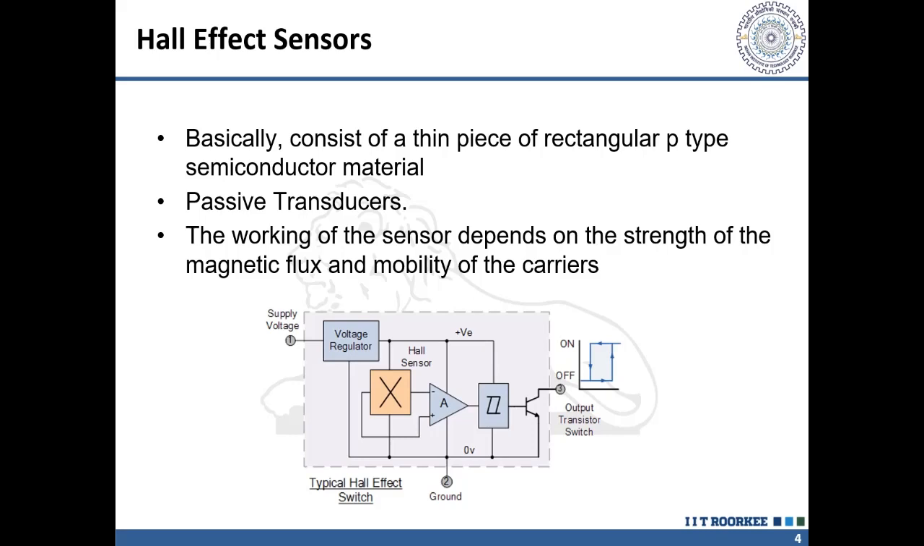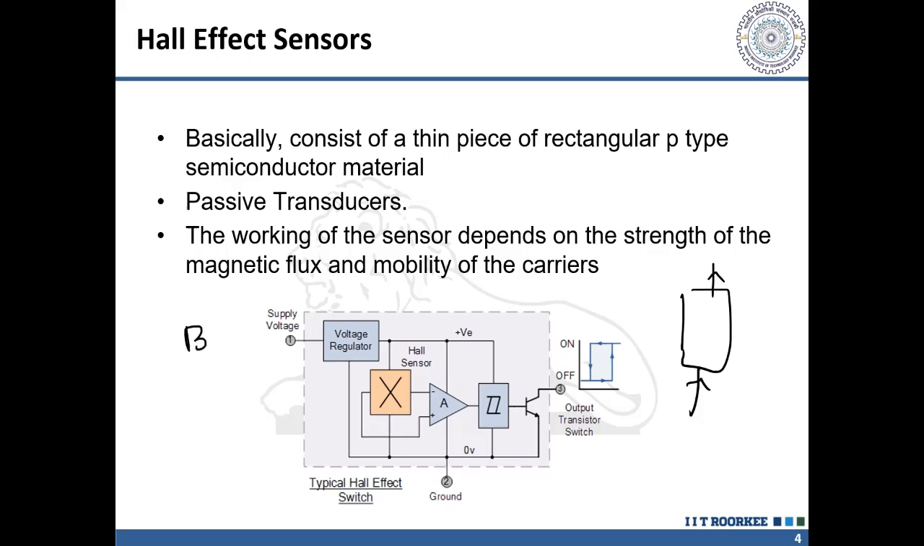Some more intuitive information about Hall effect sensors: they need to contain some type of semiconductor. We'll come to why we use a semiconductor instead of a metal. Hall effect sensors are basically passive transducers. Passive in the sense that we needed a driving current to actually calculate the Hall voltage; we had to feed this current in. And the working of the sensor depends on the strength of the magnetic flux and the mobility of the carriers.